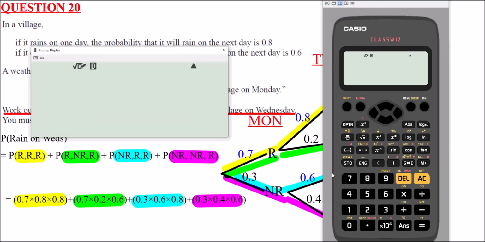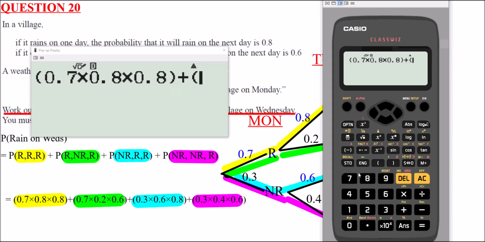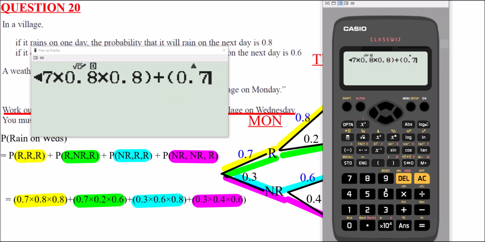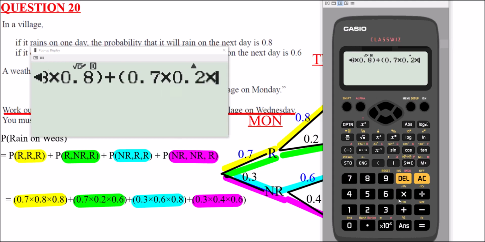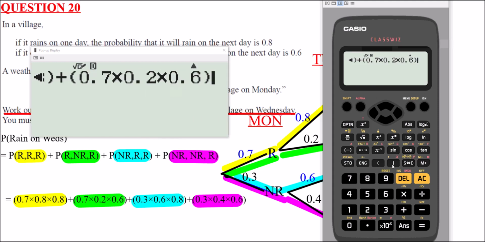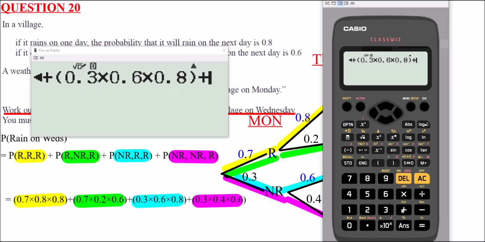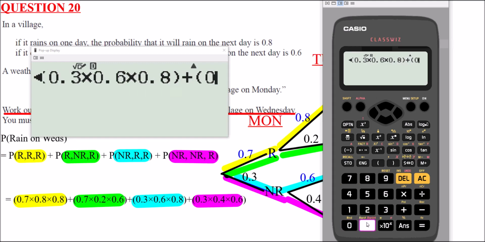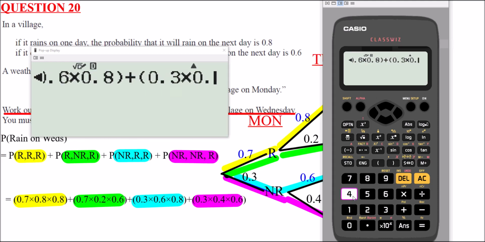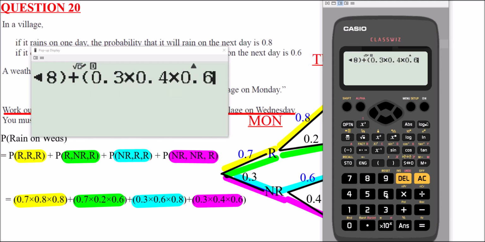So, rain, rain, and rain again is 0.7 multiplied by 0.8 multiplied by 0.8. Then we need to add 0.7 multiplied by 0.2 multiplied by 0.6. Then the third scenario, 0.3 times 0.6 times 0.8. And then finally, the purple, 0.3 multiplied by 0.4 multiplied by 0.6.